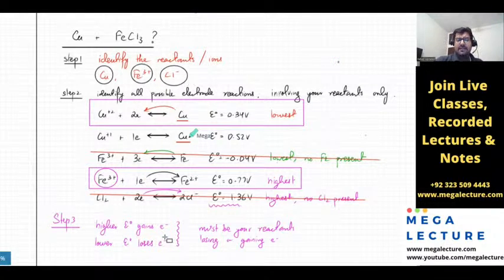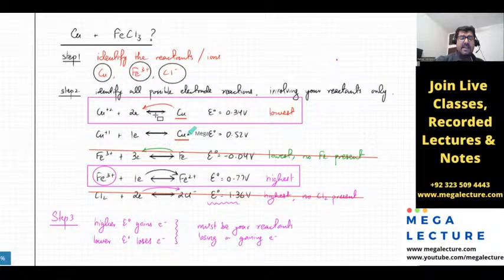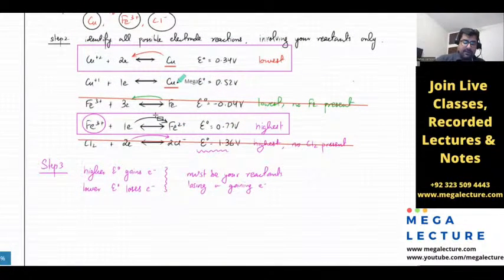I figured out higher potential gains electrons. This was the highest, the Cl, but I ignored that because there was no Cl2 in my reactants. If I removed that, the highest potential was for Fe3 plus. That means I do have Fe3 plus, so that's fine. That's the highest potential. This is the lowest potential. Now, once I have these two potentials, I can make the overall equation. I figure out who gets oxidized, who gets reduced.